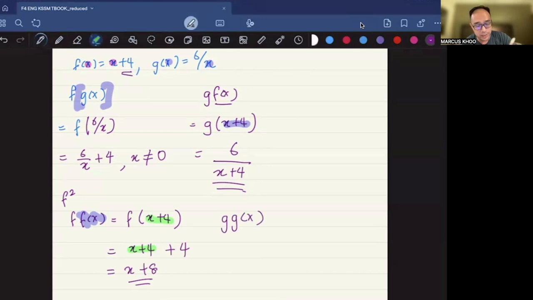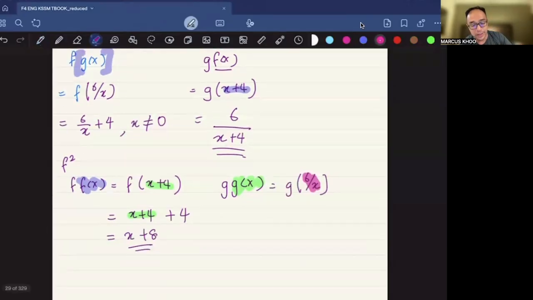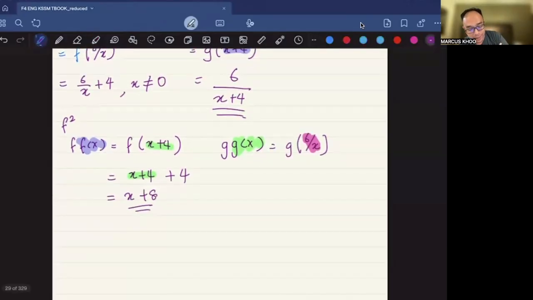Here comes the complicated one, which is g squared, g(g(x)). Our first step is always the same: put in the object first. Our object is g(x), so we will get g of 6 over x. Now I'm going to change color once again. Our object is 6 over x. The function of g is 6 over object. Therefore, what you will get is 6 over 6 over x. This is our object.